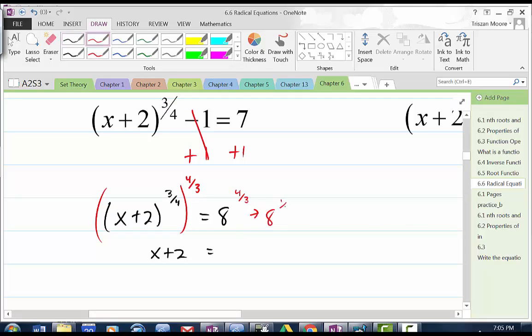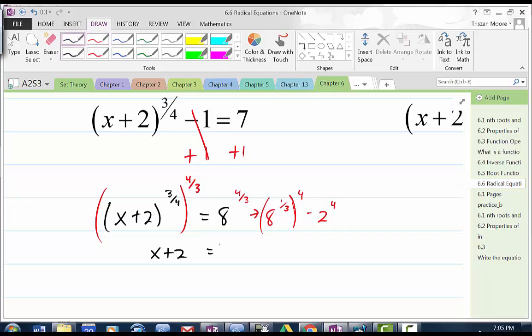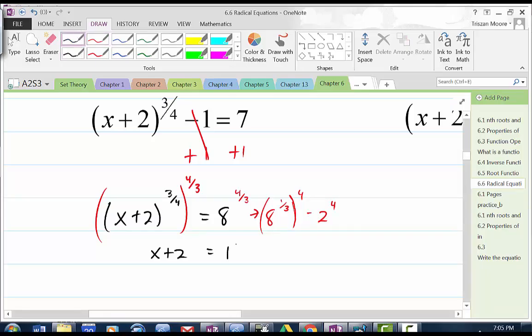is just 8 to the 1/3 to the 4th. Remember, we're multiplying exponents. And 8 to the 1/3 is just 2, so you're talking about 2 to the 4th. And 2 to the 4th is just 16, isn't it? So that means that x has to equal 14. After I subtract that 2, of course.